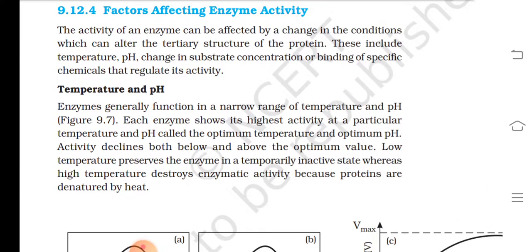Temperature and pH. Enzymes generally function in a narrow range of temperature and pH, as given in figure 9.7. Each enzyme shows its highest activity at a particular temperature and pH, called the optimum temperature and optimum pH. Activity declines both below and above the optimum value. Low temperature preserves the enzyme in a temporarily inactive state, whereas high temperature destroys enzymatic activity because proteins are denatured by heat.